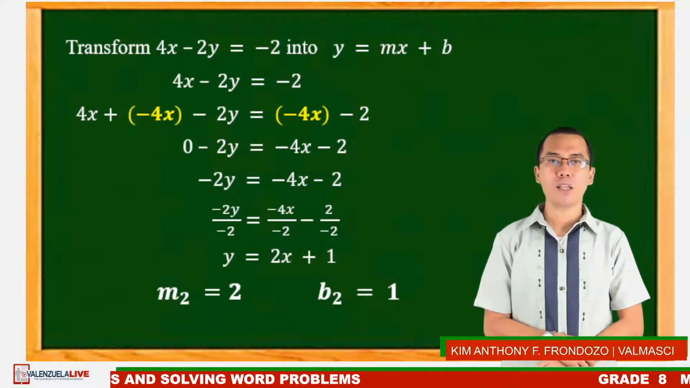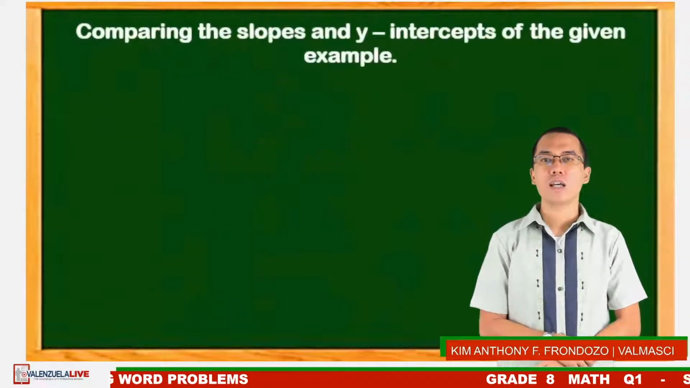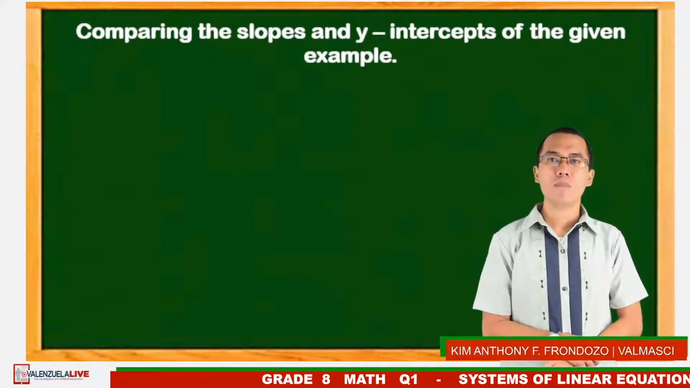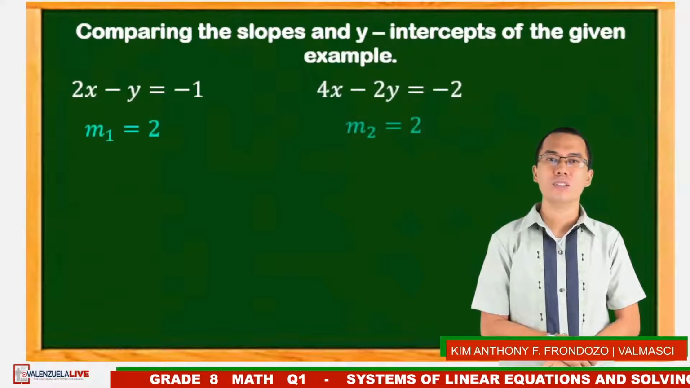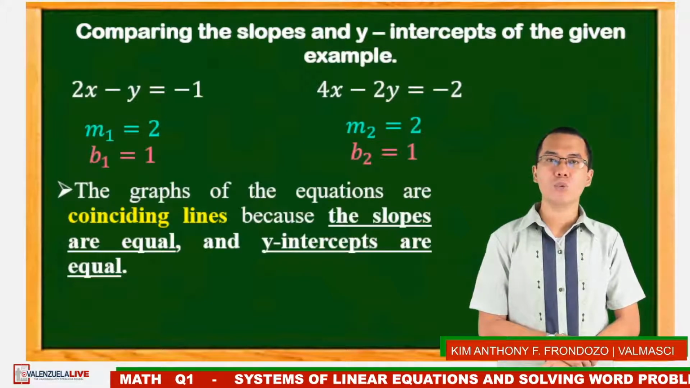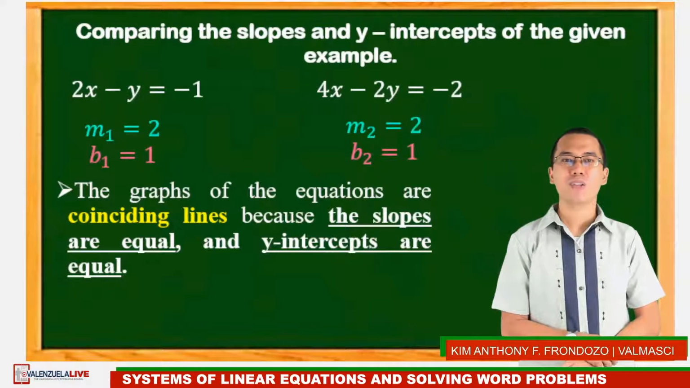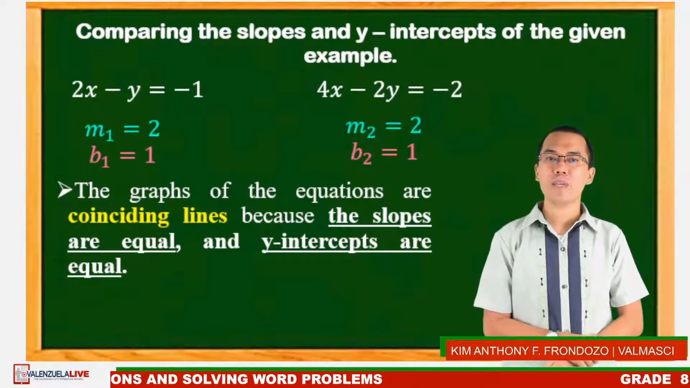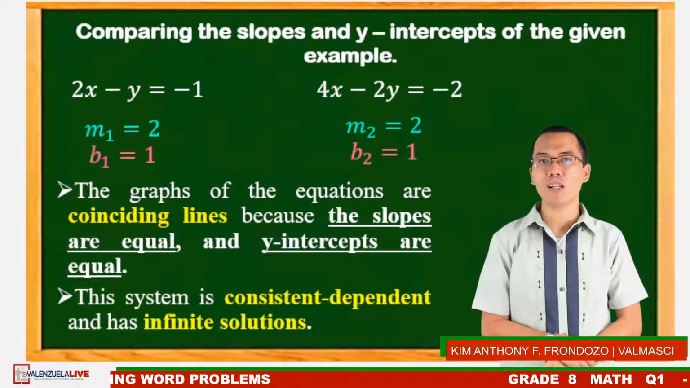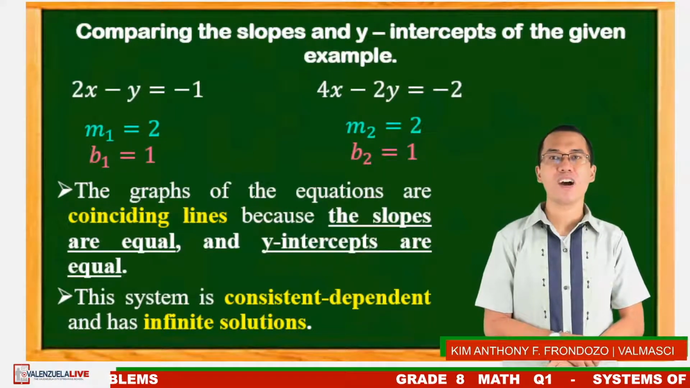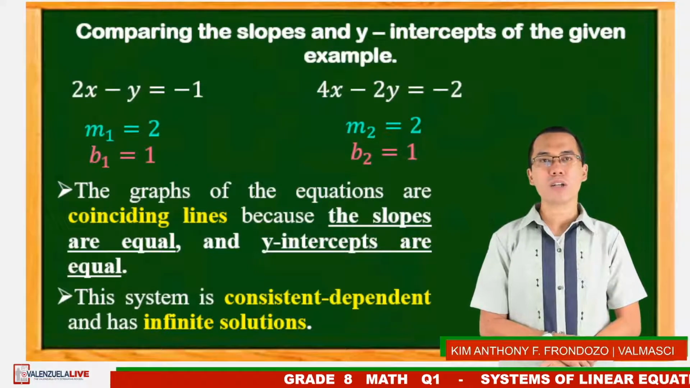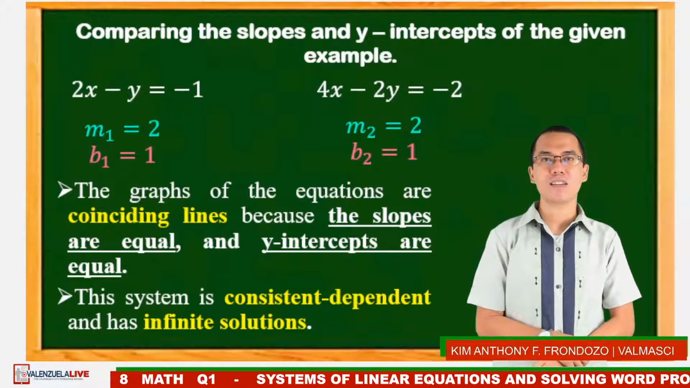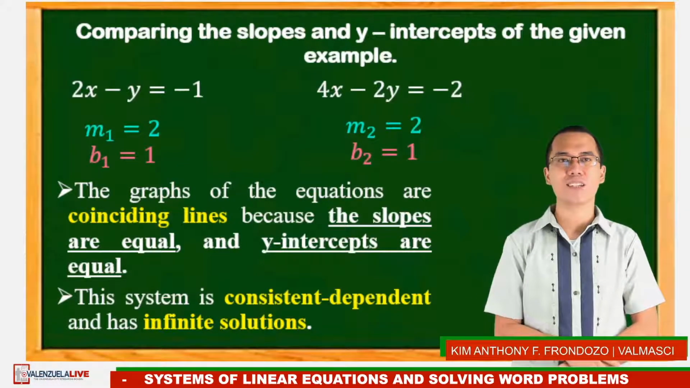Now, comparing the slopes and the y-intercepts of the two linear equations, we have m sub 1 equal to 2 and m sub 2 equal to 2, and b sub 1 equal to 1 and b sub 2 equal to 1. Analyzing, since m sub 1 and m sub 2 are equal and b sub 1 and b sub 2 are also equal, the graphs of the equations are coinciding lines because the slopes are equal and the y-intercepts are equal. So the system is consistent, dependent, and has infinite solutions.